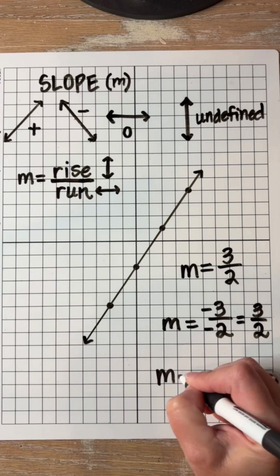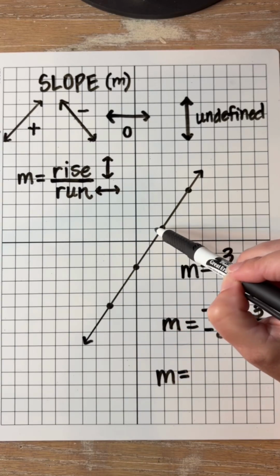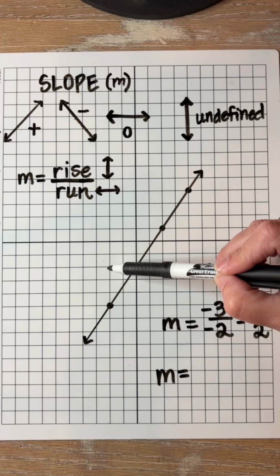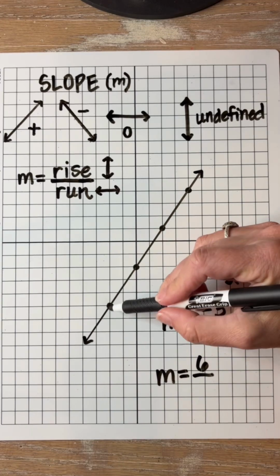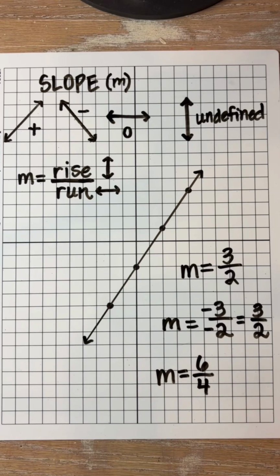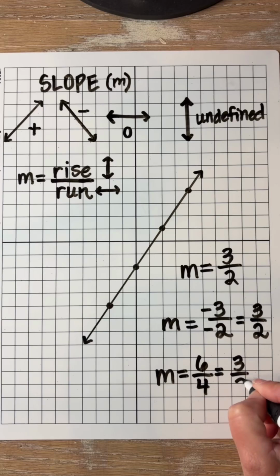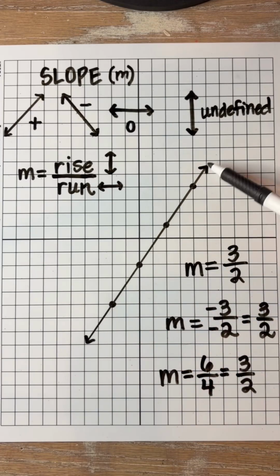Okay, one more example with this same line. What if I had chosen to count from this lowest point to this point? Okay, from here, I would have to rise 6. So my rise would be 6. And I would have to run positive 4. So 6/4. But you can see that 6/4 also simplifies to 3/2. And just as I told you up here, since this line is rising from left to right, we knew our answer was supposed to be positive, and we did get a positive answer.